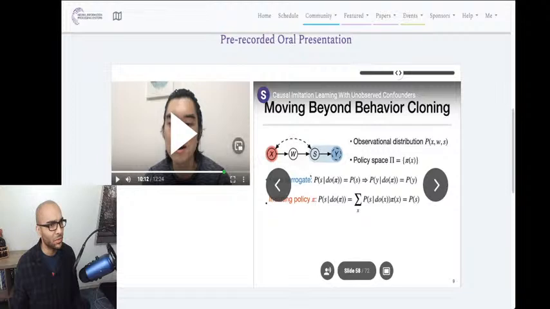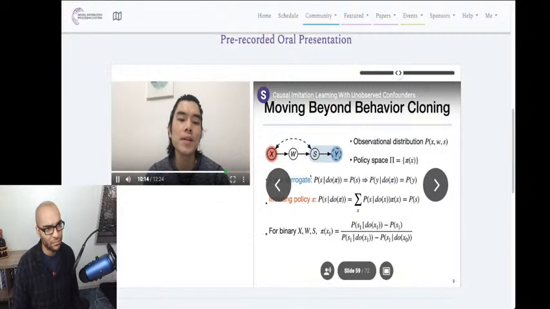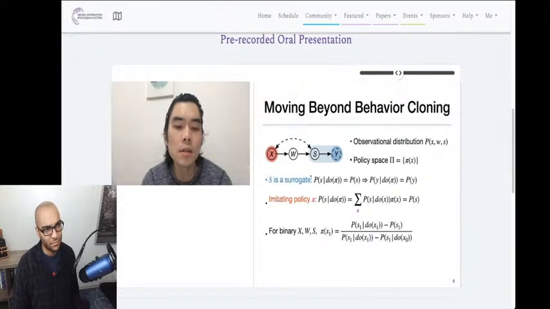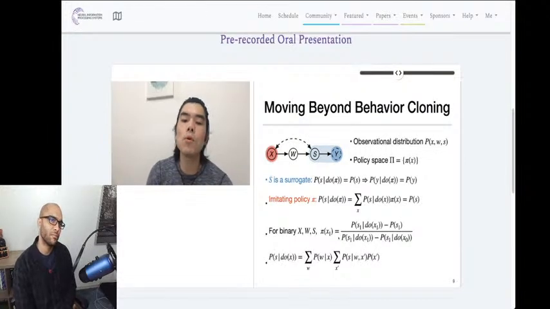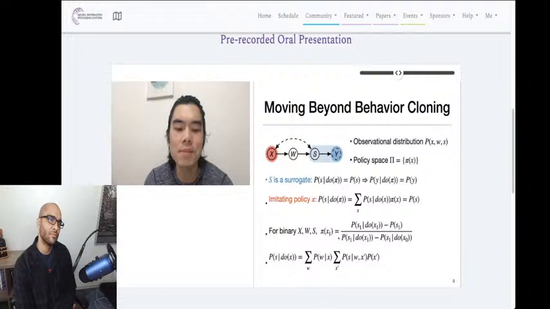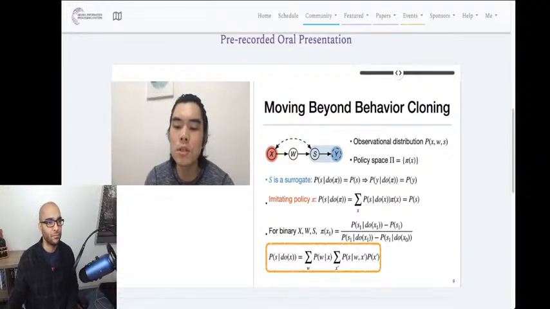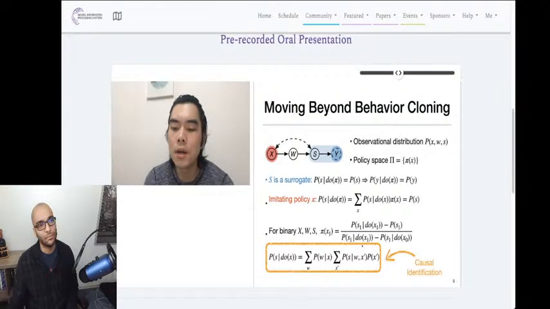All right. Let's see where he's going with this. For binary cases, such a policy is a solution of a series of linear equations, and we show the closed form solution of pi here. Among quantities in this equation, P of S given do X is a function of the observational distribution P of X, W, S, and this formula is obtainable by using a standard causal identification algorithm.